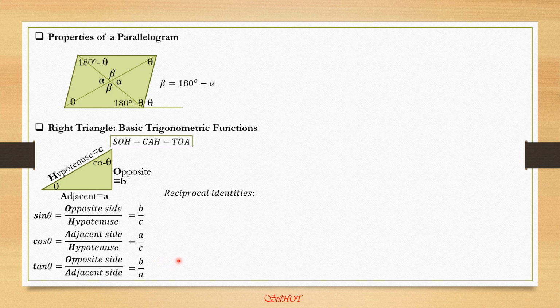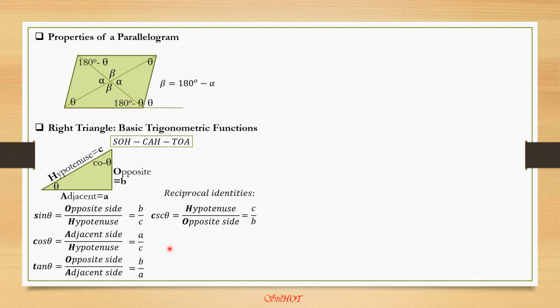Then we have the reciprocal identities. The reciprocal of sine, or 1 over sine, is called cosecant of theta, which is hypotenuse over opposite side. And so this is equal to C over B. So again, cosecant theta is the reciprocal of sine theta, and vice versa. So cosecant theta is 1 over sine theta, and sine theta is 1 over cosecant theta.